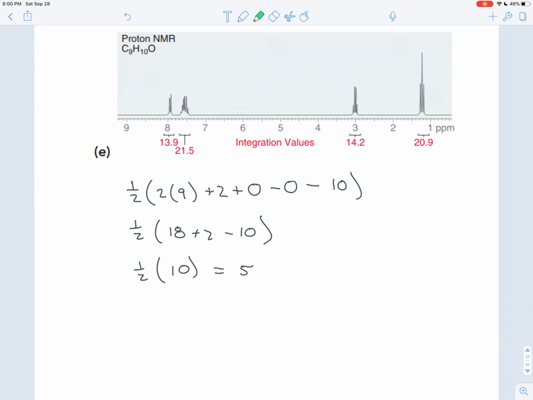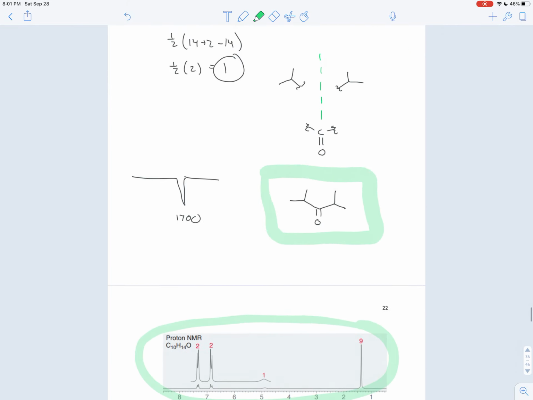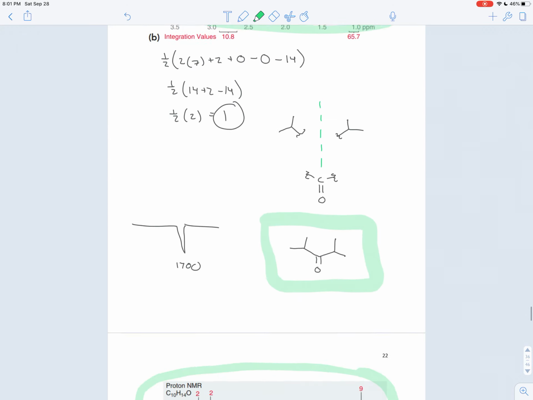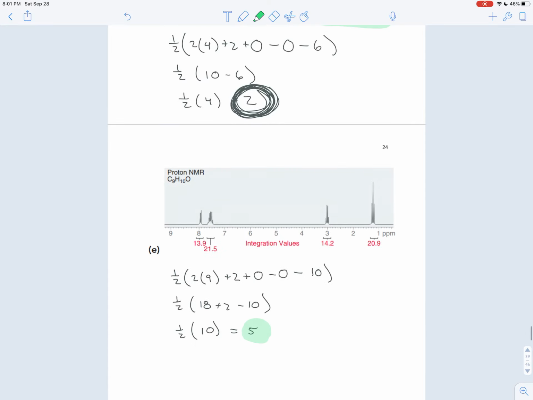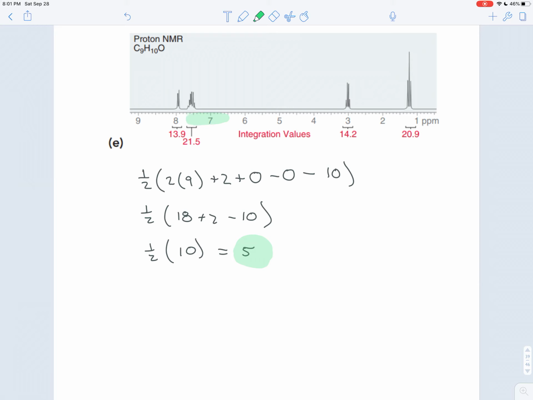which is 5. And remember, if you ever have a hydrogen deficiency index that's 4 or bigger, chances are that you have a benzene ring, right? 4 or bigger means you have a benzene ring, and you can confirm it by looking between 6.5 and 8 in the NMR spectrum. So already we have a really big degree of unsaturation, so we look between 6.5 and 8, and we see we do have peaks. The only thing that would produce peaks between 6.5 and 8 in a proton NMR spectrum is a benzene ring. So we know we have a benzene ring.